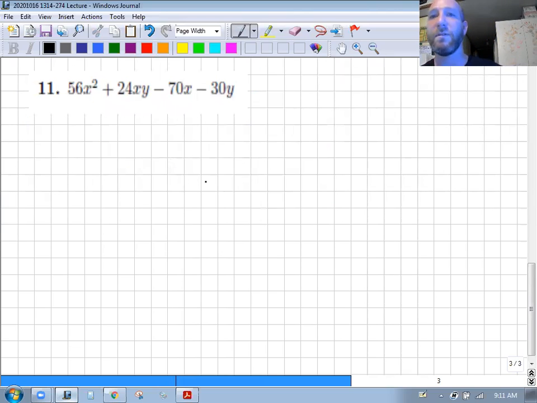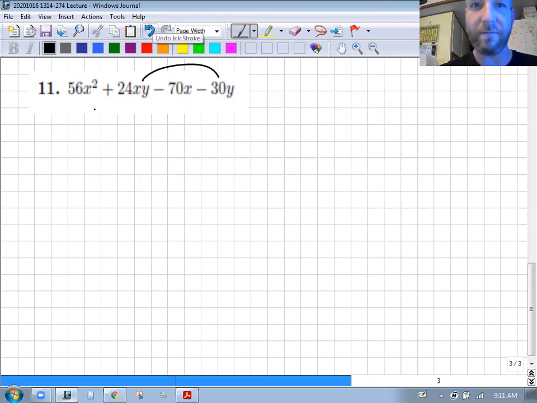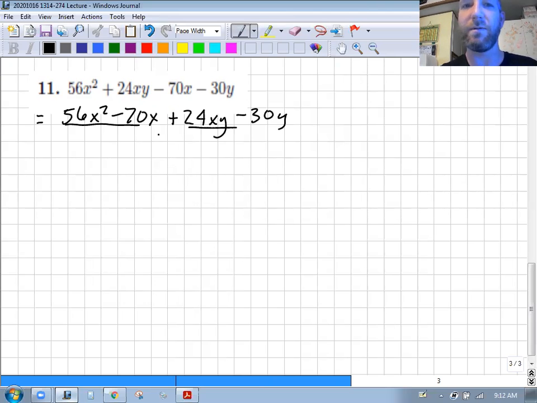All right, for number 11, let's see, what do we got? These both have x's. These don't have x's and y's. We might have to rearrange these again to see at least these two have y's together. So we just rearrange these. And now let's look at these two groups to see 56 and 70.